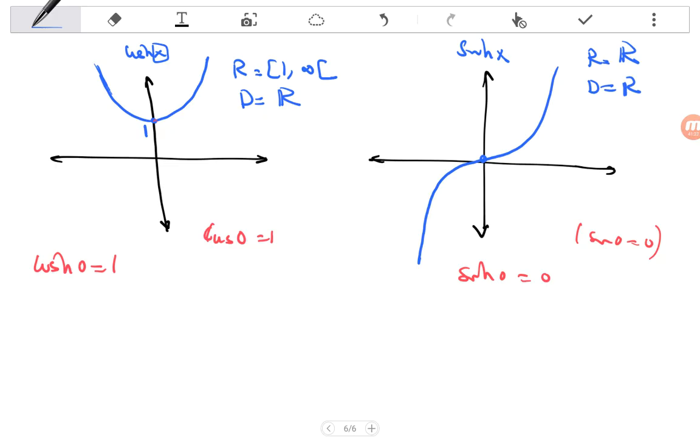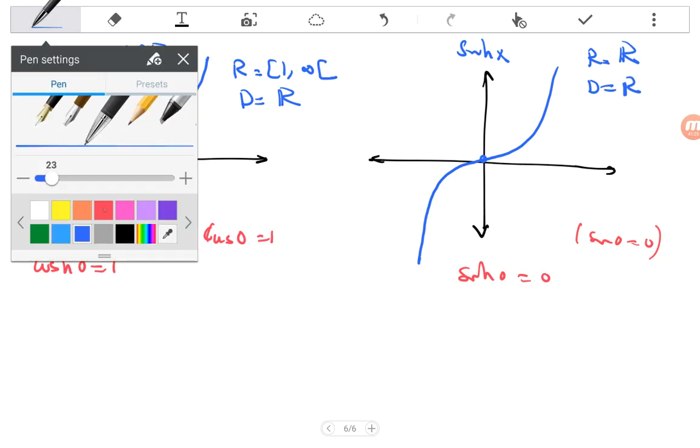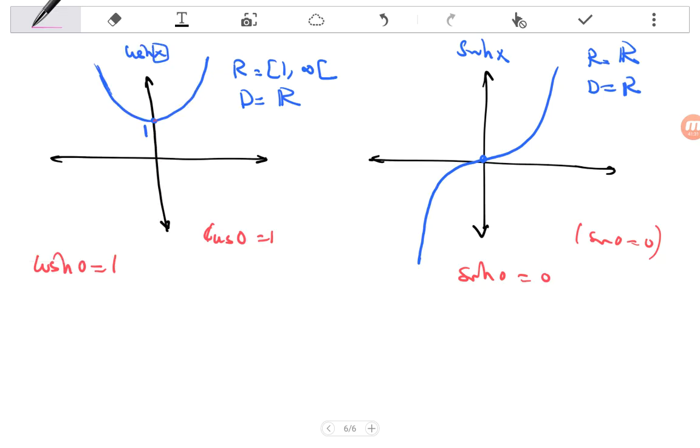What about the symmetry of each of these two functions? The symmetry is whether the function is even or odd. So what would you expect for this cosh x? Is it even or odd? From the graph of cosh x, do you find any symmetry?